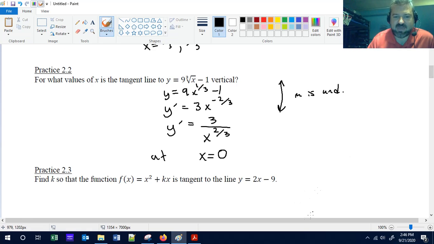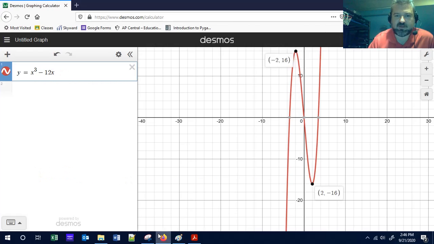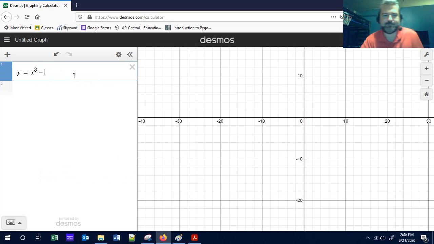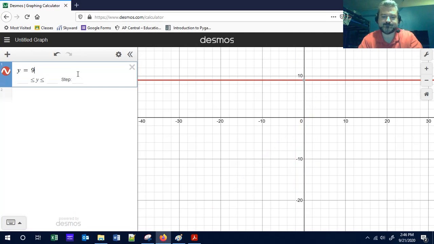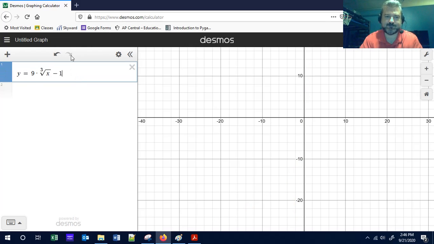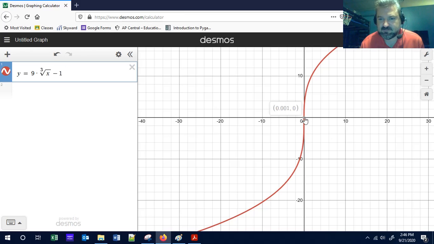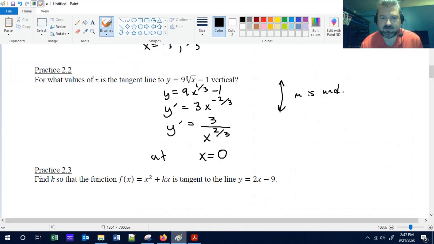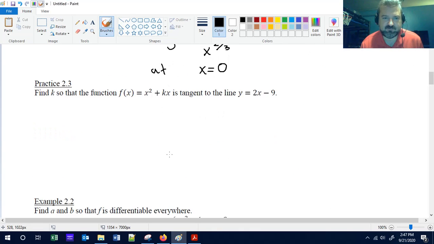Let's take a look at that one. 9 cubed root x minus 1. Right there you can see that it is definitely a vertical tangent line somewhere in there. That tangent line is going to be straight up and down. So that is also an important point.